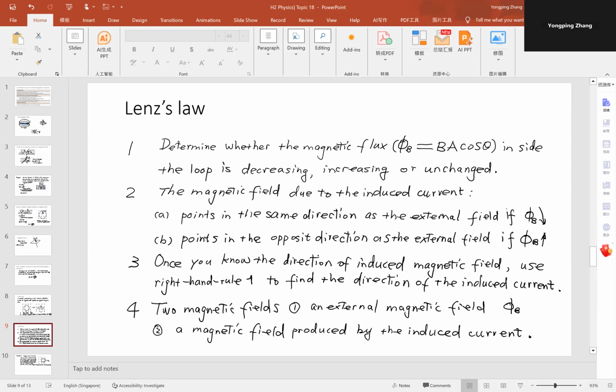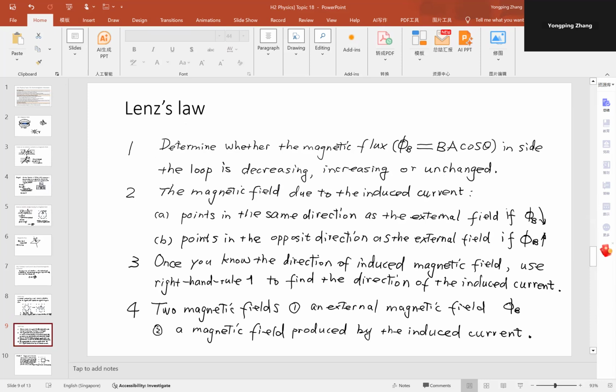Once you know the direction of the induced magnetic field, use right-hand rule 1 to find the direction of the induced current. We must remember there are two magnetic fields. One is the external magnetic field, whose flux phi B is decreased, increased, or unchanged. The other is the magnetic field produced by the induced current.